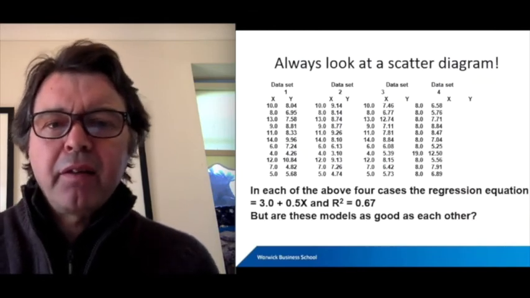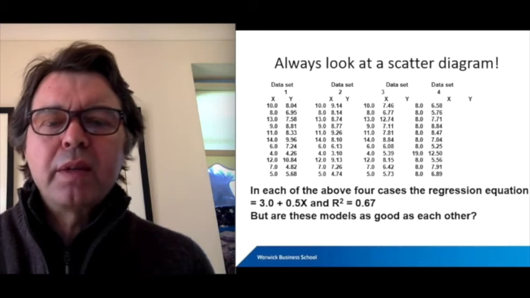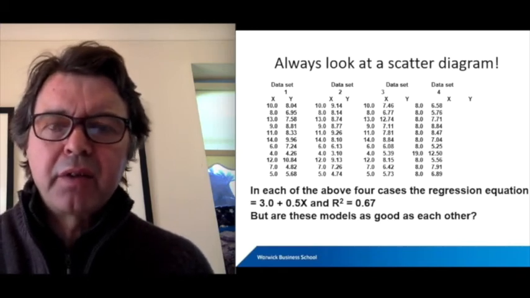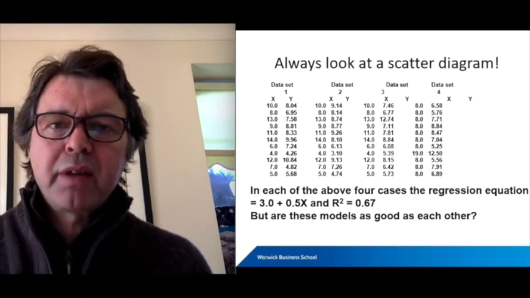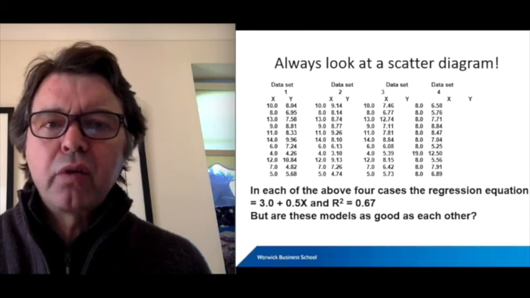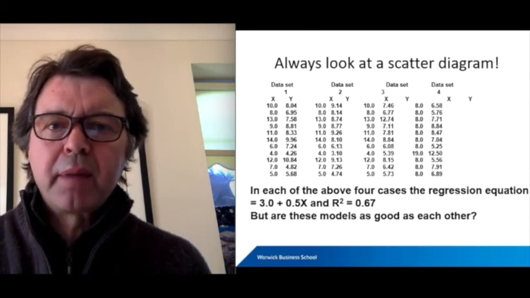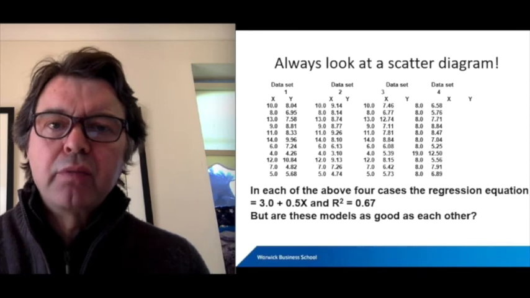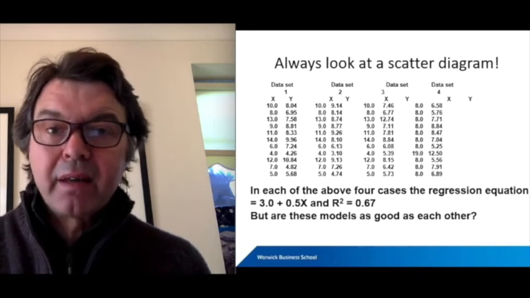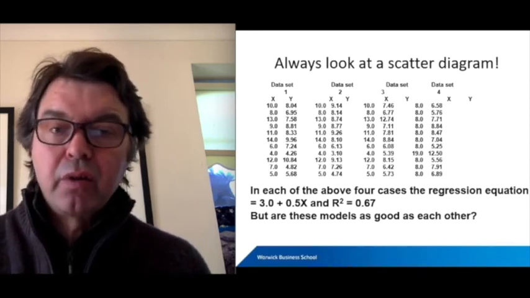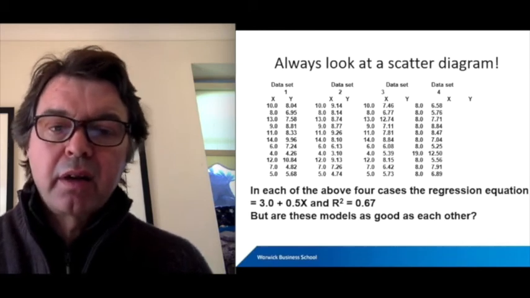Now, the final thing I want to say is that you must always look at a scatter. I know I've said that a few times, but when you're doing regression analysis, because you're looking for causal relationships and you want to make reliable predictions, you must always look at a scatter before you collect your model and your R-squared. So this is why.